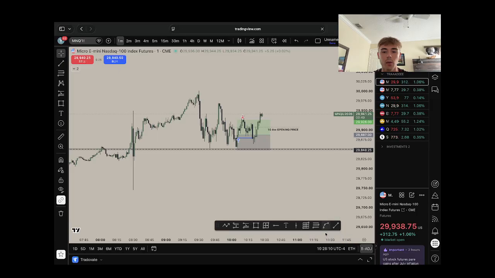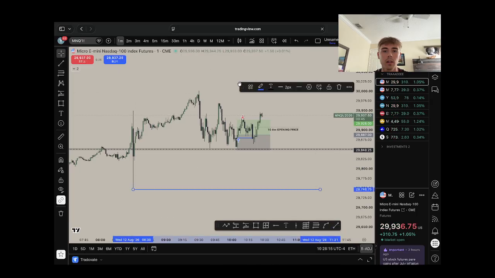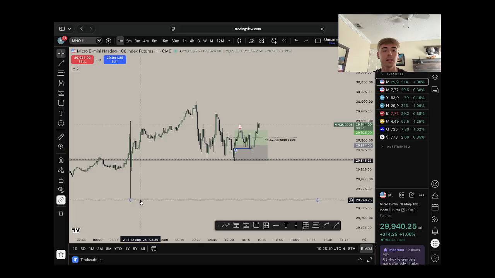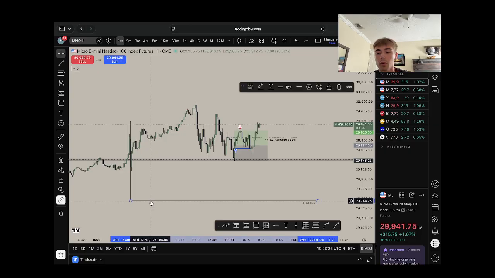We did have this data wick all the way down here, which later in this trade recap I will go over the reasoning why I didn't wait for this data wick to get swept, unlike the other day where we had the NFP data wick that had to get swept before taking longs higher.